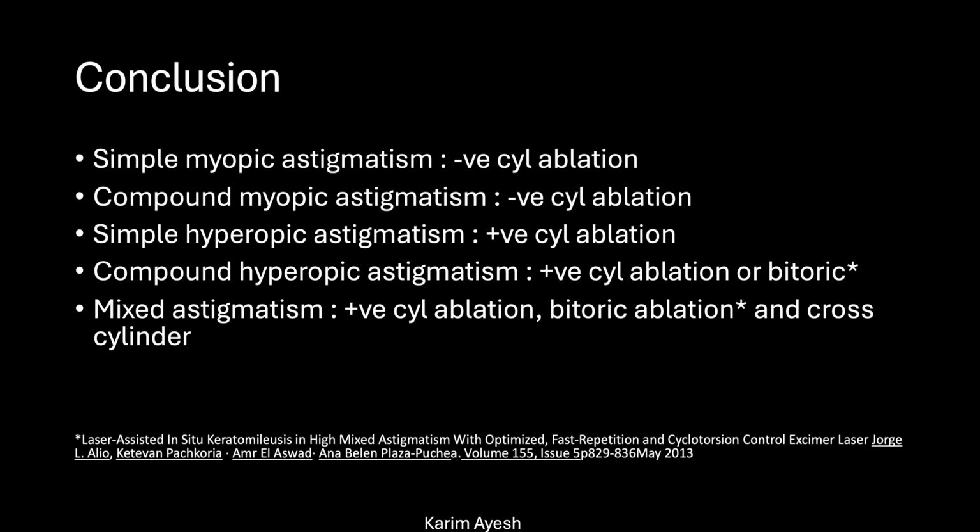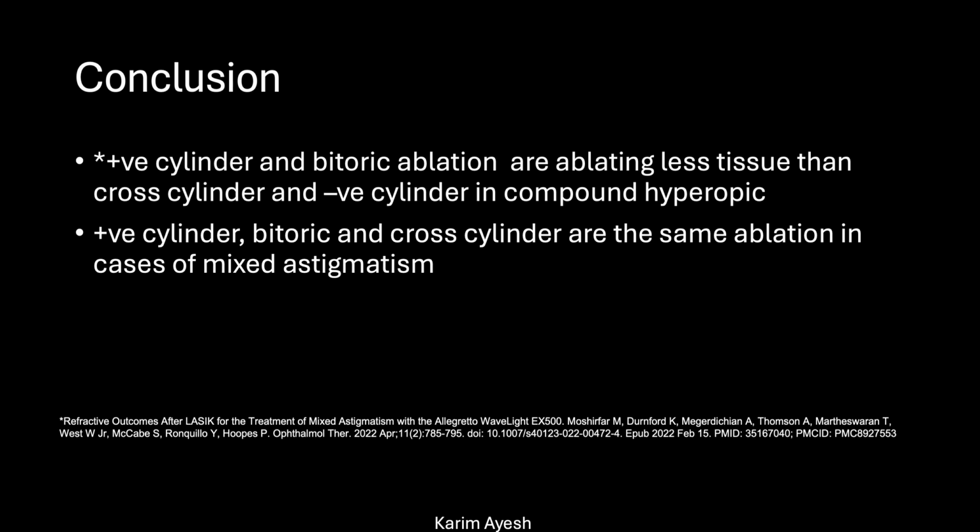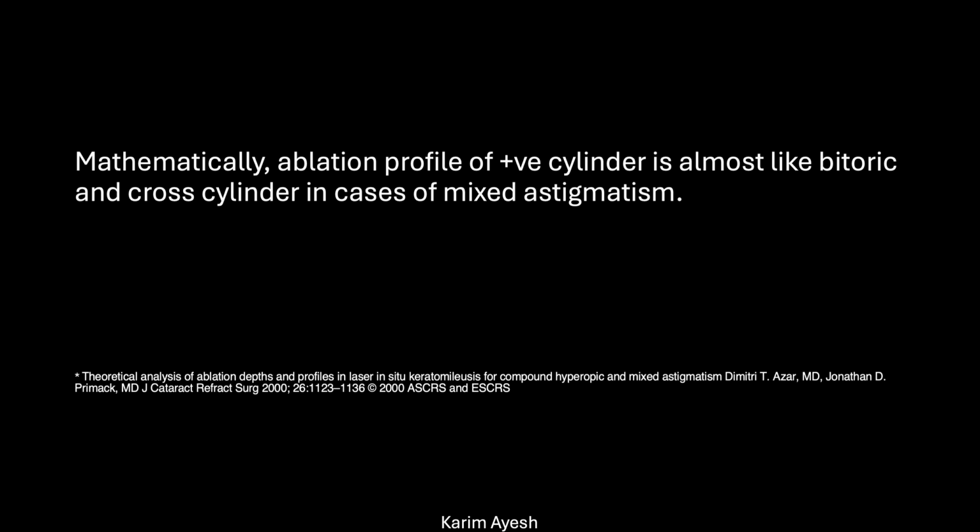Simple myopic astigmatism works with negative cylinder, compound myopic with negative cylinder, simple hyperopic with positive cylinder, compound hyperopic with positive cylinder or bitoric; mixed astigmatism with positive cylinder, bitoric and cross cylinder. Positive cylinder and the bitoric ablation ablate less tissue than the cross cylinder and the negative cylinder, especially in the central area, while plus cylinder, bitoric, and cross cylinder have the same ablation in cases of mixed astigmatism. Same calculation. Mathematically, the ablation profile of positive cylinder is almost like a bitoric and the cross cylinder in cases of mixed astigmatism. Thank you.